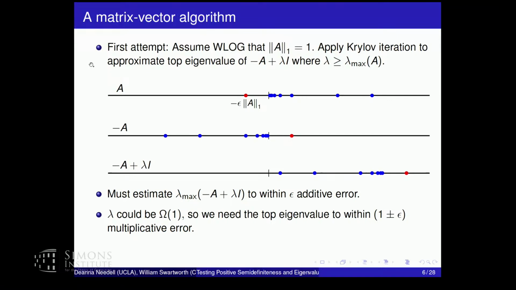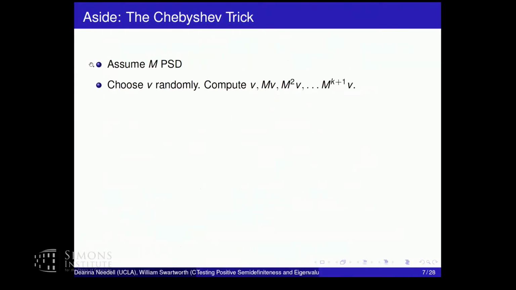And a good way to do this is with the Chebyshev trick. So you can estimate the top eigenvalue of a matrix with 1 over square root epsilon matrix vector queries. Let me just review that. Assume that you have a PSD matrix M. Then the idea is to choose a random vector V, maybe a Gaussian vector. Then just iteratively compute V, M times V, M squared times V, and so on, M to the k plus 1 times V. This is an adaptive algorithm.